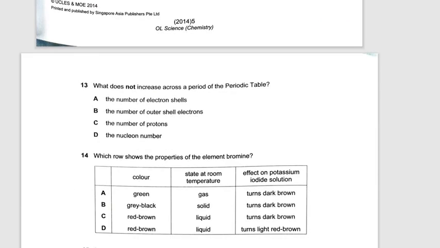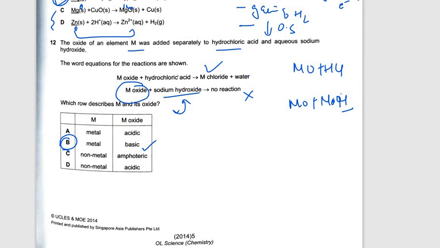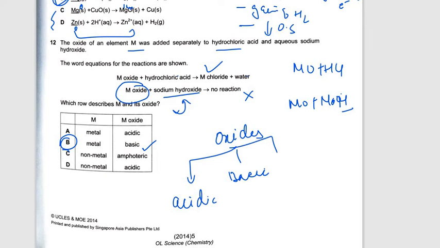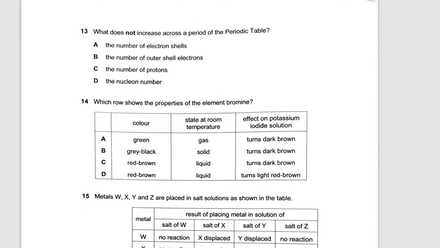Now, next question. This reminds me to ask you, oxides are of different types: acidic oxide, basic oxide, amphoteric oxide, and neutral oxide. In the comment box please write down some examples of these. When you write, you will remember for a longer time, so please write it down.